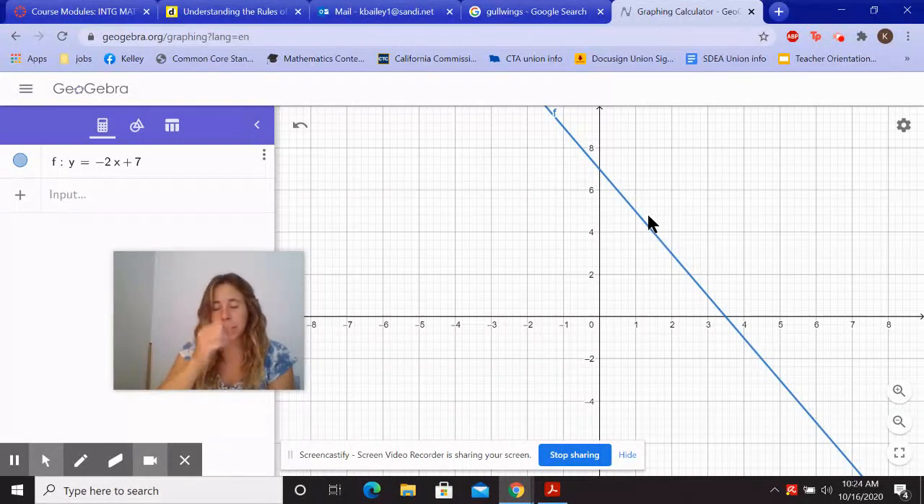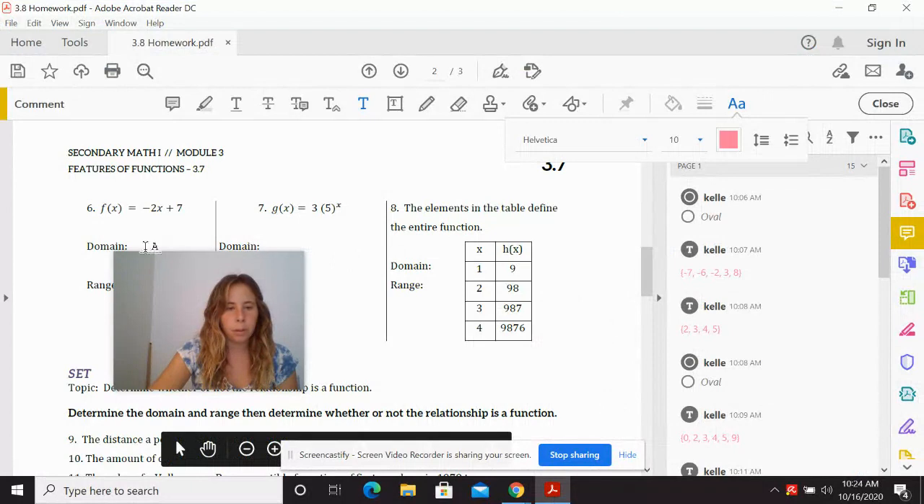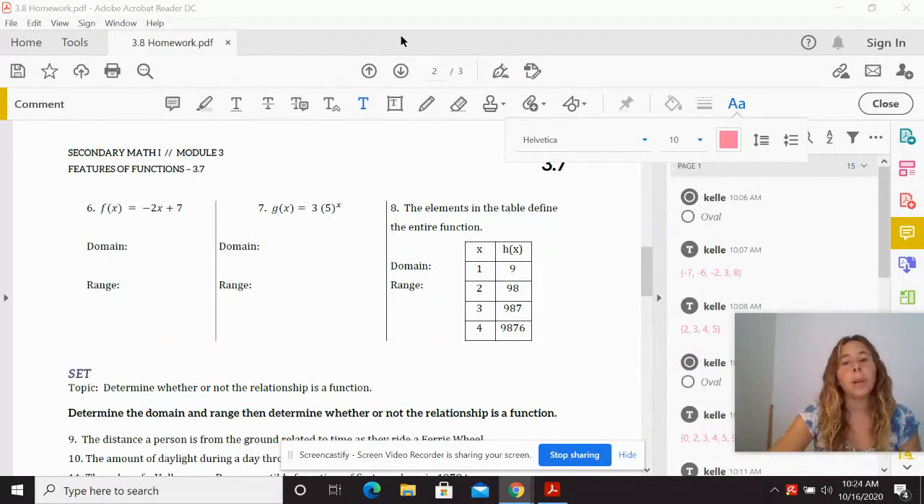Domain, that's what we're answering. Well, my function is going to continue forever this way, and it's continuing forever this way. There are no limitations on it. So my domain is just going to be negative infinity to infinity.